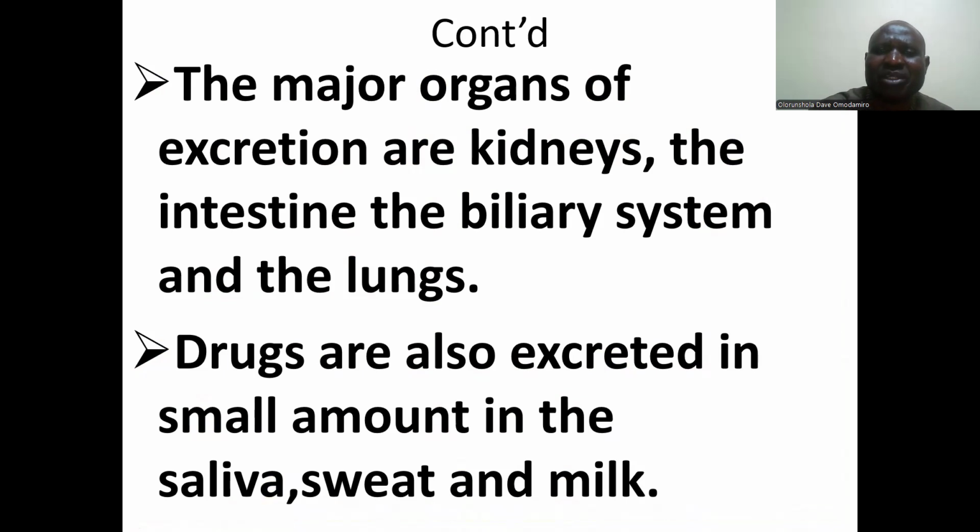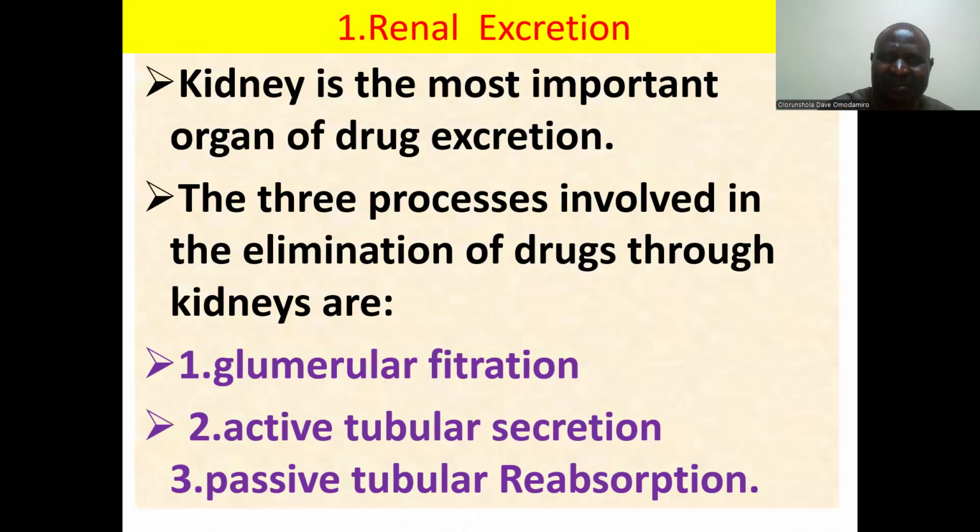Okay, so the major organ of drug elimination, drug excretion, is the kidney. However, we have so many other organs like the intestine, the lung, the saliva, the sweat, the skin, and the milk through the mammary gland. So drug can leave the body through these. The major organ of drug excretion is the kidney.